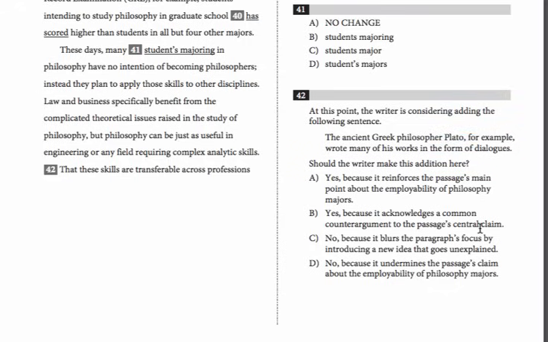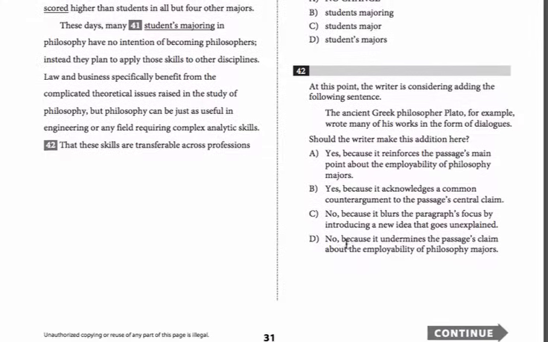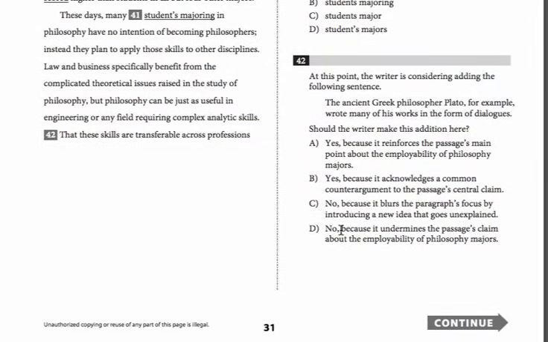Ugh, terrible. All right, now we're on to the ones that I liked because they're no's. No, because it blurs the paragraph's focus by introducing a new idea that goes unexplained. That's exactly what I said. And D, no, because it undermines the passage's claim about the employee. No, it doesn't undermine anything. It just has nothing to do with anything. So D is wrong, C is right.